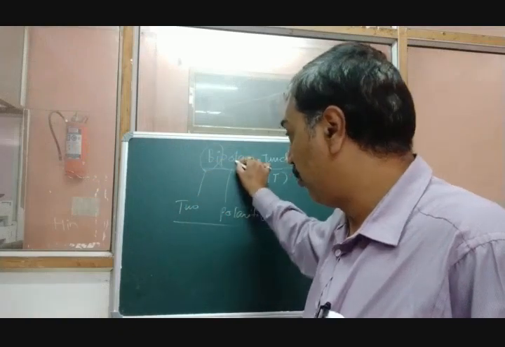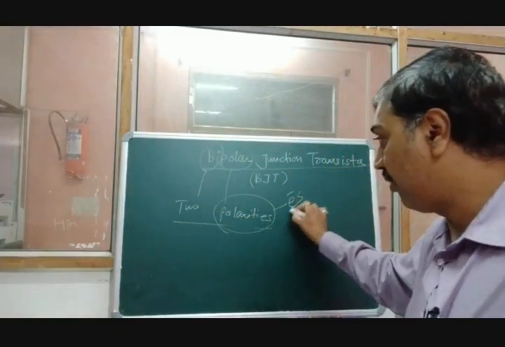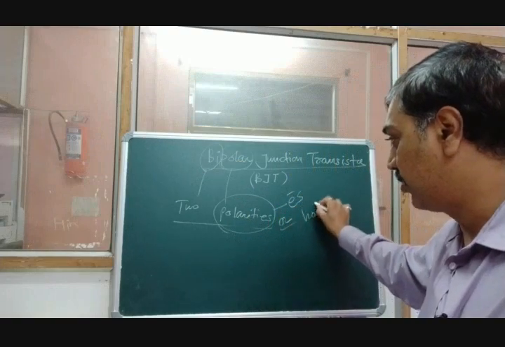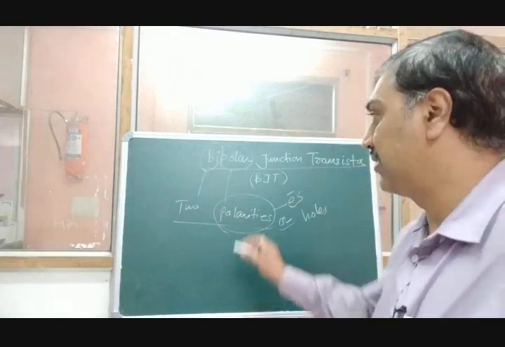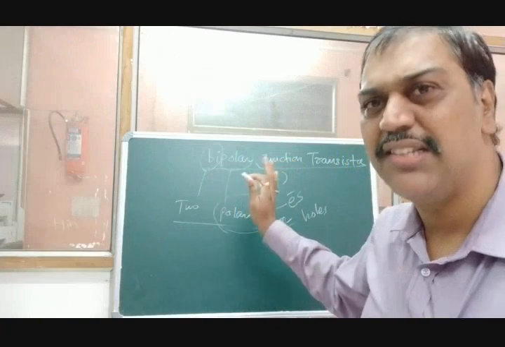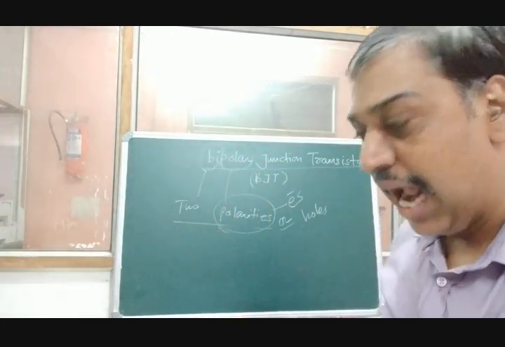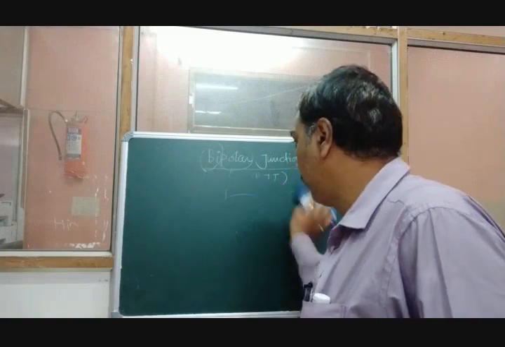Bi means 2, polar means polarities. Polarities means what? Either these are electrons or these are holes, positive charges. And due to them the current flows. That's why it is said to be a bipolar junction transistor. The simple way to explain it: here the current flows because of two charges, so it is said to be a bipolar junction transistor.